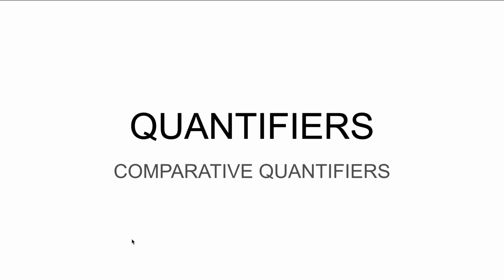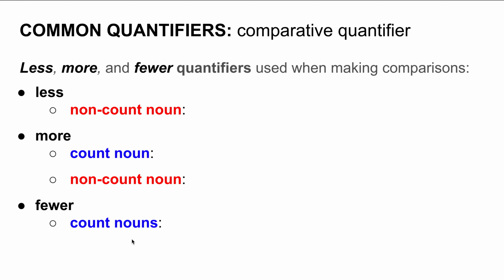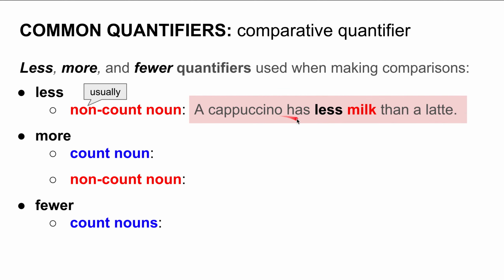Okay, now let's look at comparative quantifiers. These are used when making comparisons. Less, more, and fewer are comparative quantifiers. We use these when we make comparisons. Less usually only works with non-count nouns. There are exceptions, but I will not list them here for the purposes of brevity. So let's see an example. Let's read an example. A cappuccino has less milk than a latte. Okay, milk is a non-count noun.